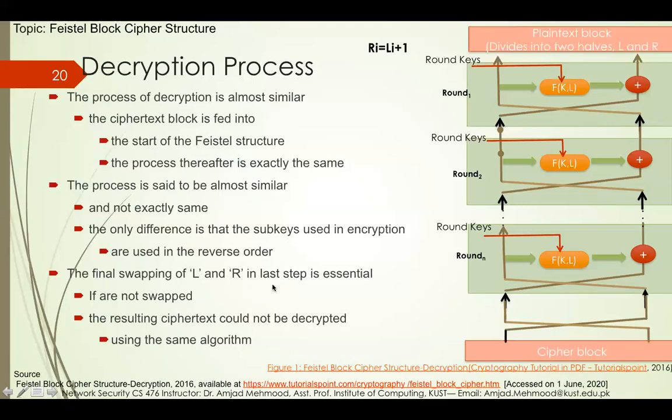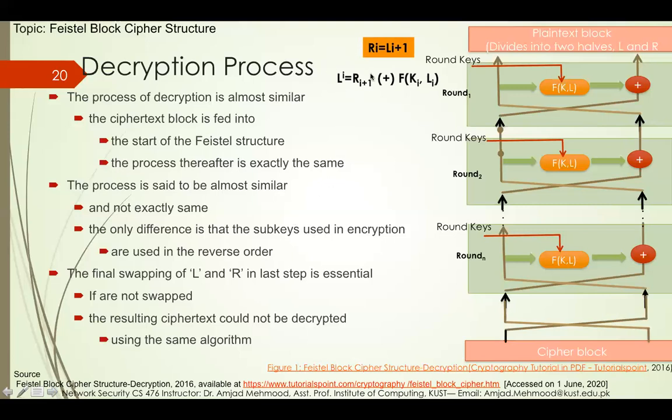Finally, the swapping process will be performed on left and right, and if this is not swapped, the resulting cipher could not be deciphered using the same algorithm. Remember that this permutation is also very important to perform to get your plain text.